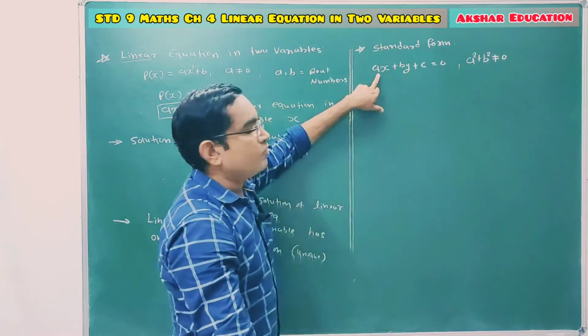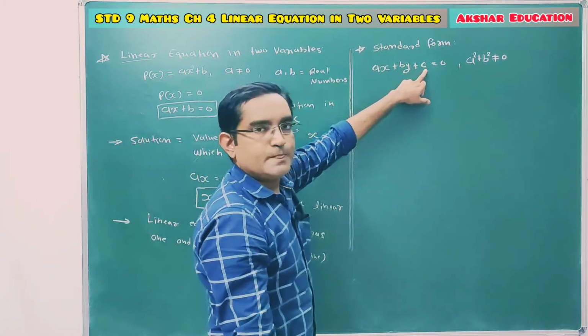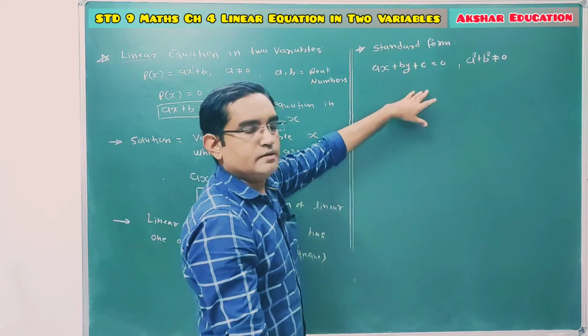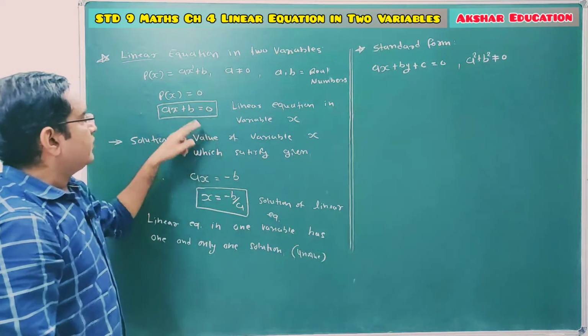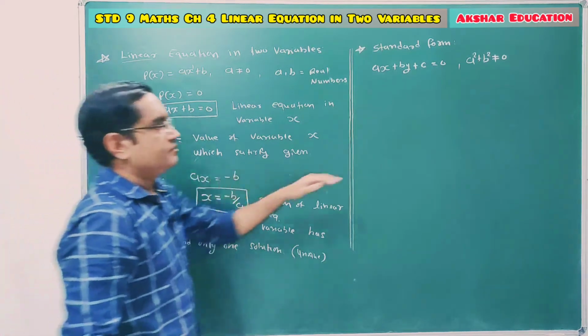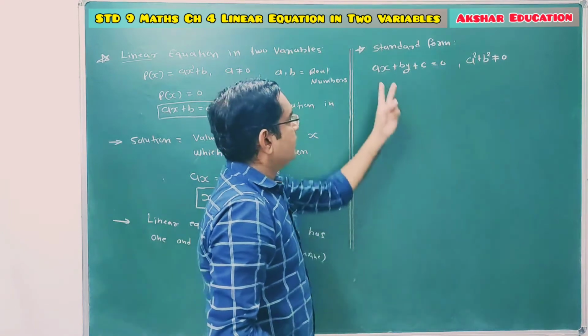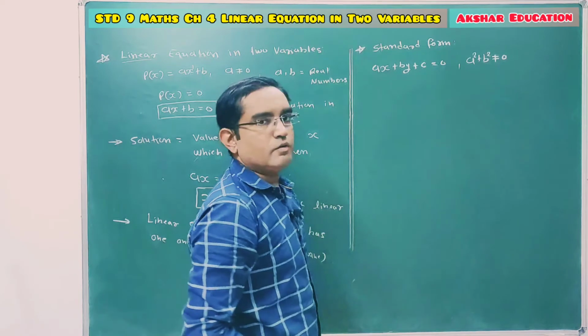A is the coefficient of x and b is the coefficient of y. And what is c? C is the constant term. Maximum 3 terms are there for the linear equation in two variables, and for the linear equation in one variable maximum 2 terms are there. So this is the standard form of linear equation in two variables: ax plus by plus c equal to 0, where the values of a and b must not be equal to 0 simultaneously.